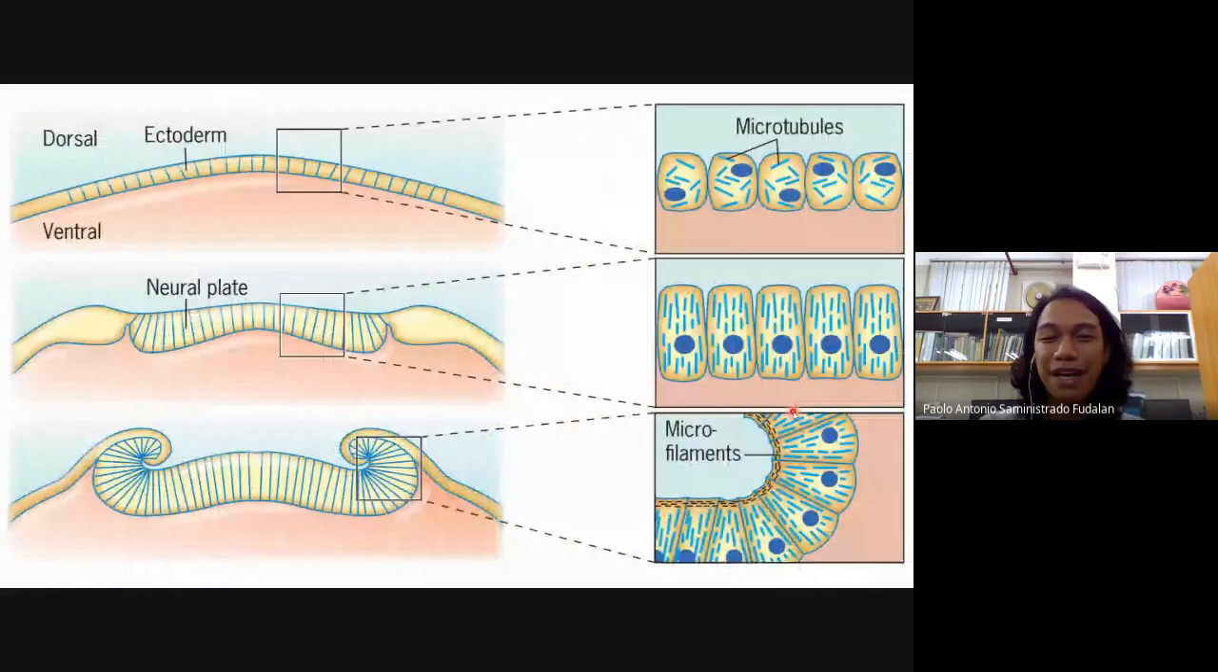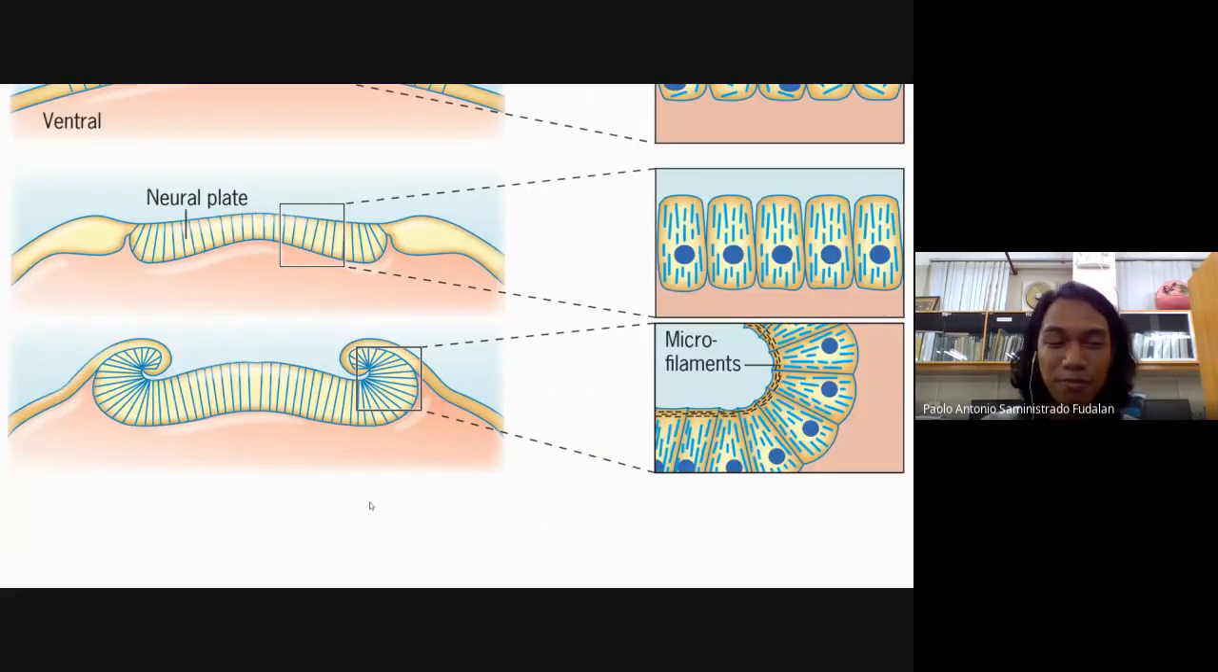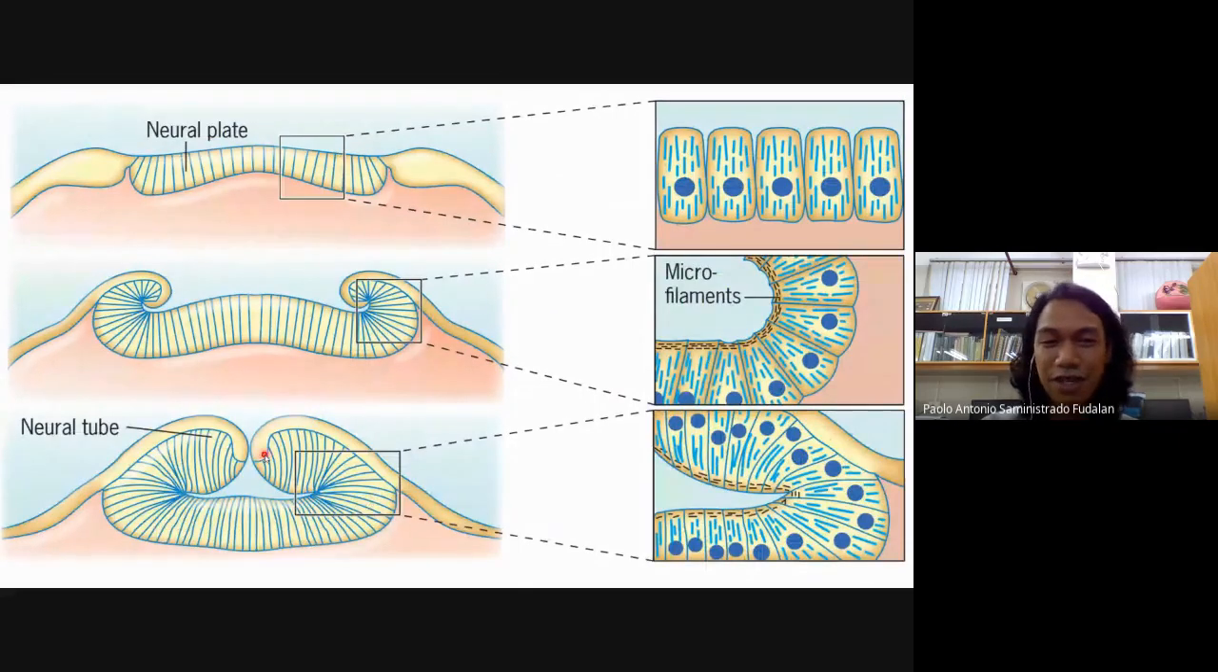And here we can see the formation of the neural plate and then the neural tube, helped by the microtubules. The microtubules are the blue ones that help the cell become columnar. The microfilaments, or actins, are the ones at this edge that help the cell become wedge-shaped. Once the cells are wedge-shaped, you will see the curve form. And eventually the formation of a neural tube, as we see here.